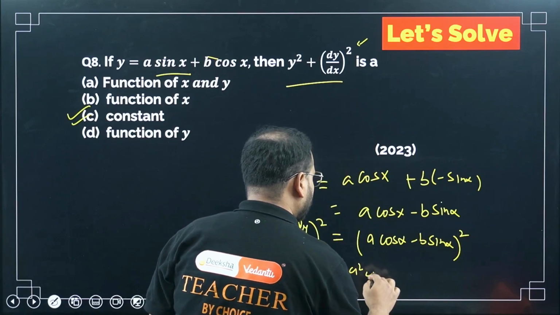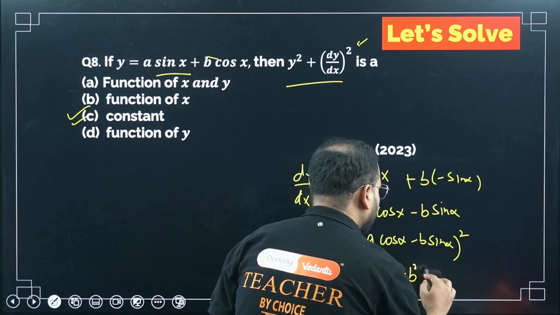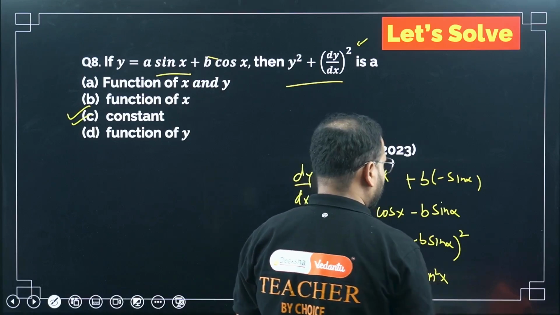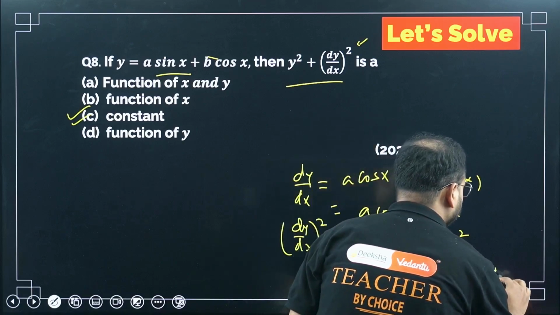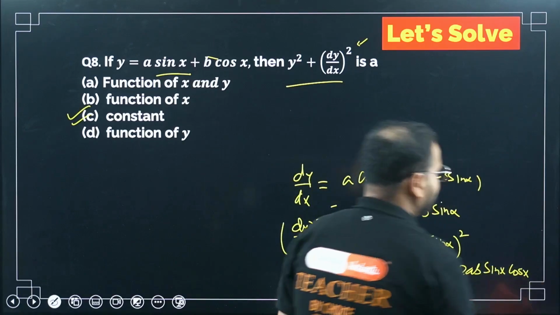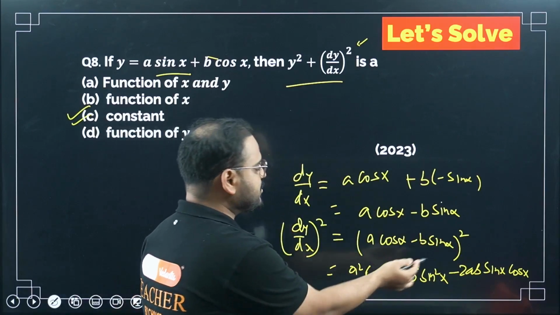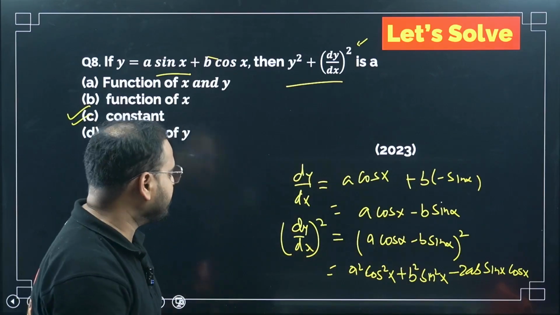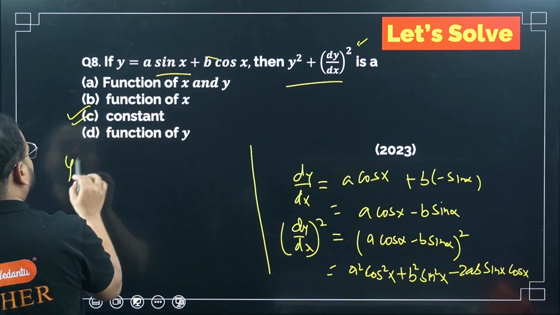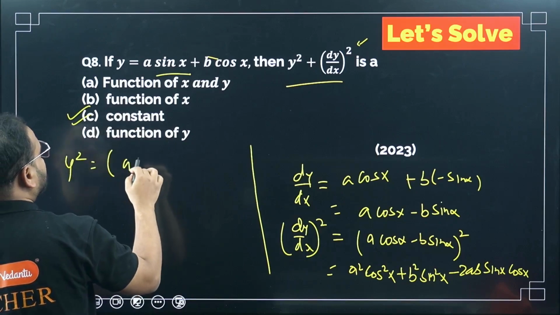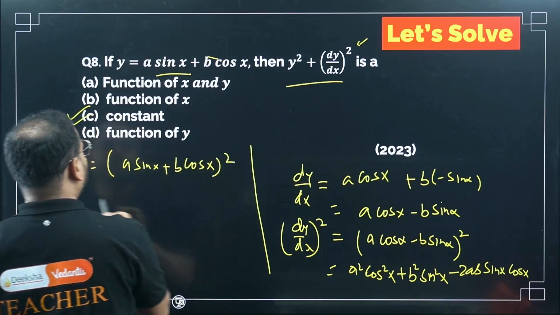So a square cos square x, next plus b square sin square x, and what next? 2ab sin x cos x. Yes or no? So this is my a square cos square x, b square sin square x, and 2ab sin x cos x. Very simple. Now check y square. What is y square? The whole square of this, so a sin x plus b cos x the whole square. Do it.